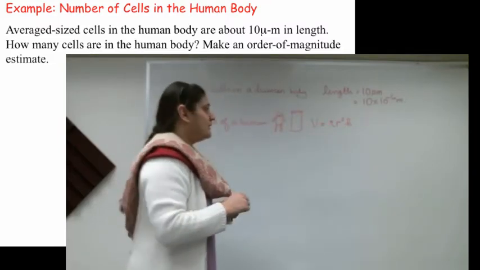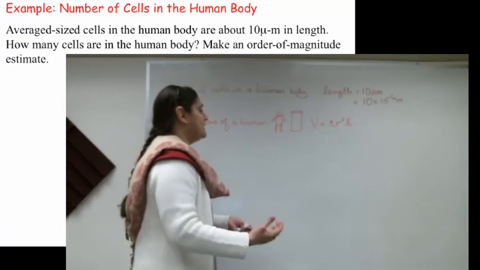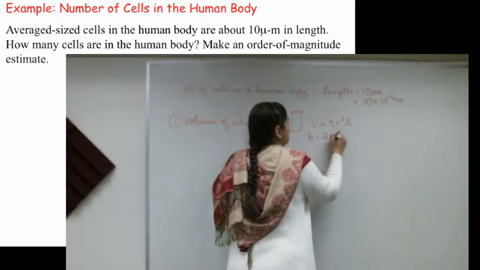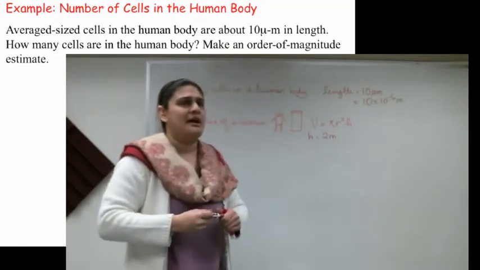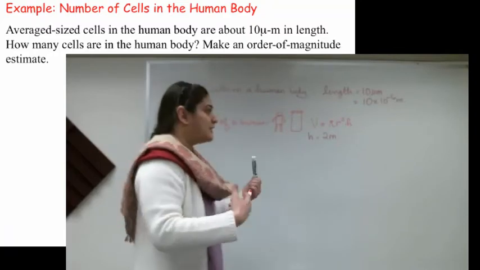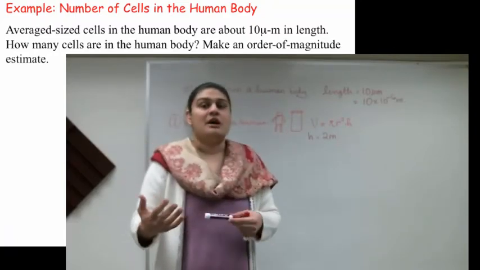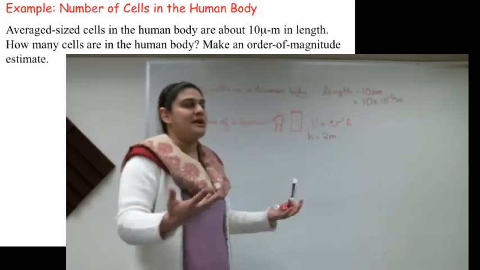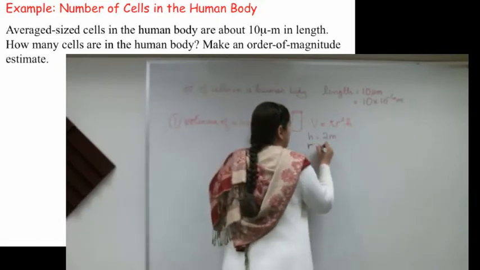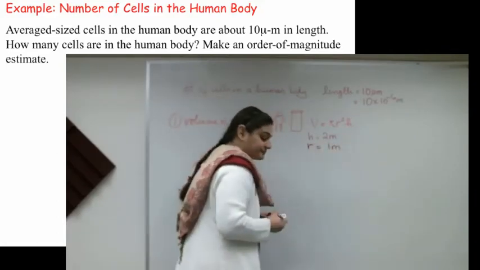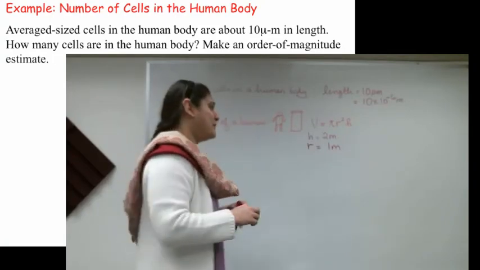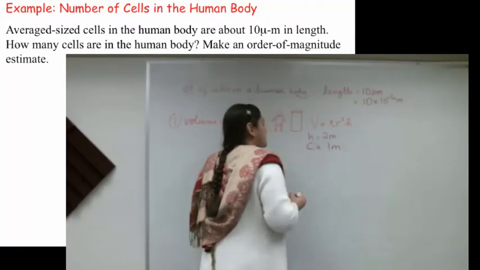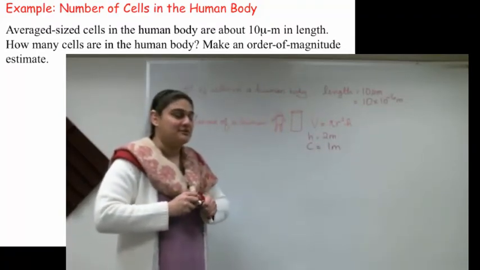Okay, so for an average human, let's suppose that his height is about 2 meters and his waist is about 27 inches, and we convert that 27 inches to meters, and we can approximately say that his waist is about 1 meter. So his radius is about 1 meter. I'm sorry, his circumference is about 1 meter. Ooh, radius 1 meter, that's going to be a huge human. No. Let's call it circumference. Circumference is about 1 meter, right?